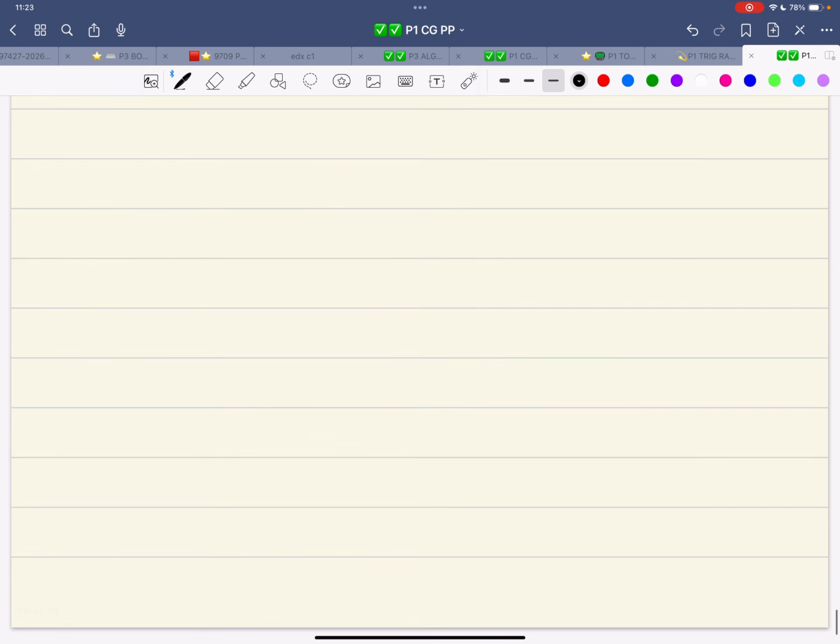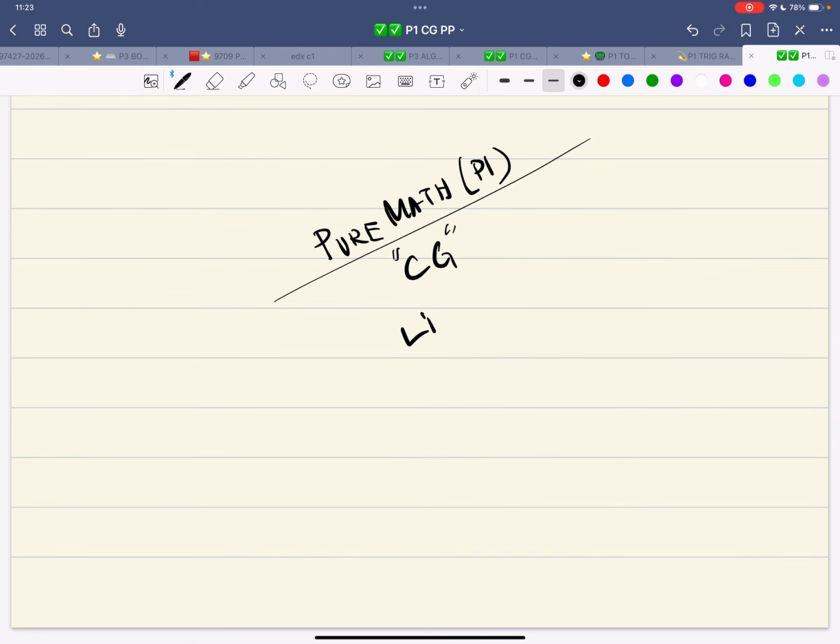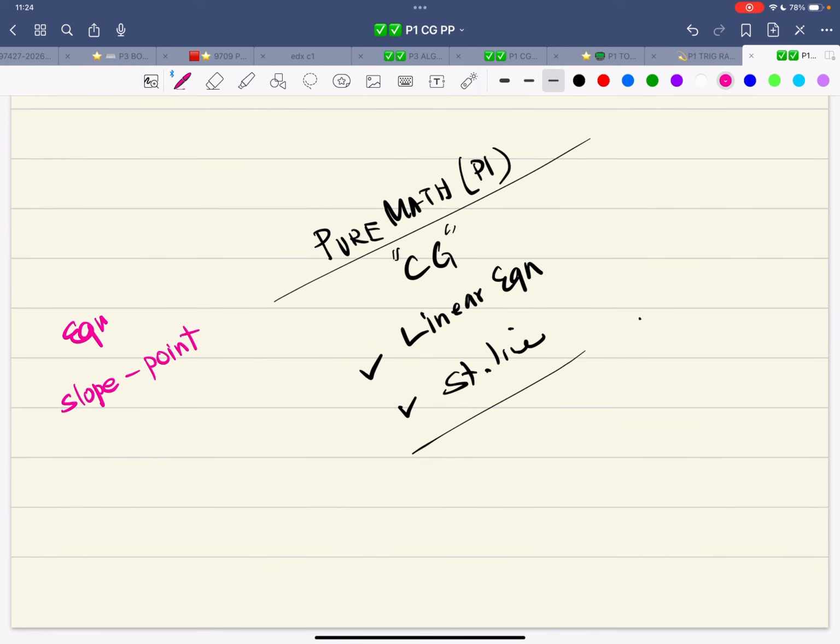So that is effort on my part for you people. This is pure math P1. And the topic is coordinate geometry. And in coordinate geometry, we are talking about linear equation. That means equation of a straight line. And these are the major concepts that are being tested. What was new in this? First of all, the slope, point format, the equation of line. Keep that in mind. That was taught new.